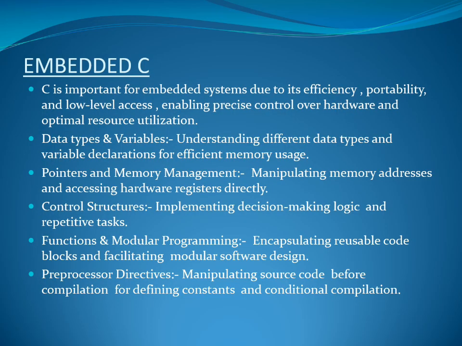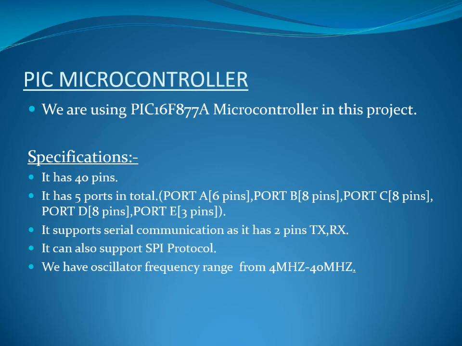Coming to embedded C, the C language is very important for embedded systems due to its efficiency, optimal resource utilization, portability, and many other advantages. It basically comprises data types and variables, pointers and memory management, control structures, functions and modular programming, and preprocessor directives.